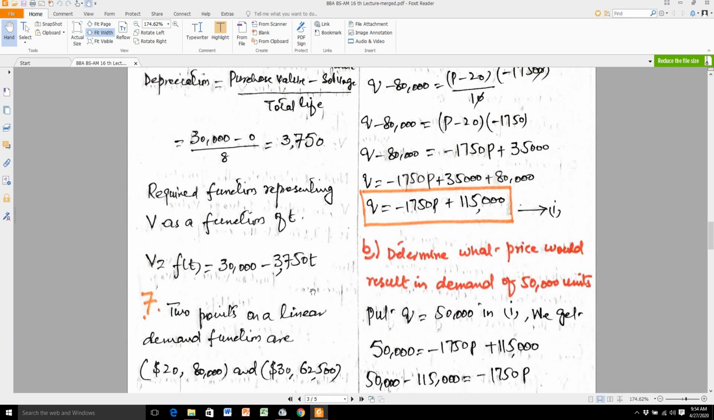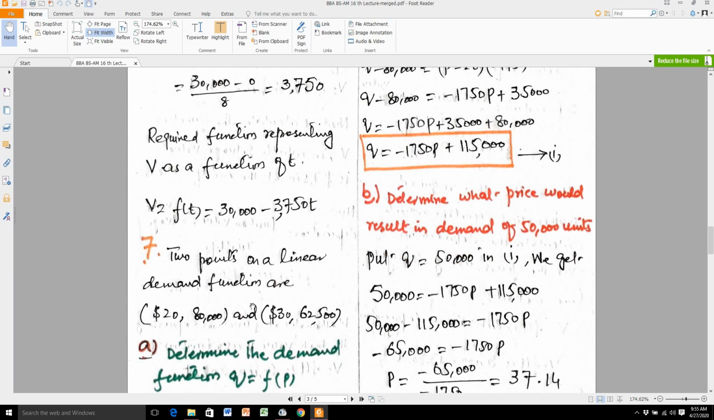If we have to calculate the value of an appreciated asset, then what kind of function is this? We write it as V is equal to 30,000 plus 3750. The positive sign shows that each year this amount is added and the total value increases by this amount each year.